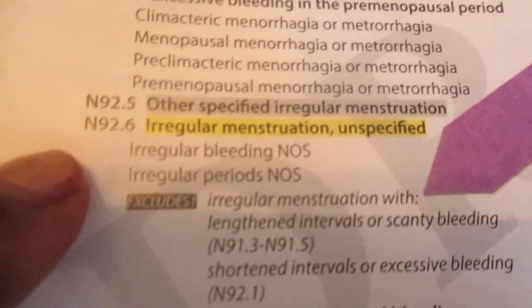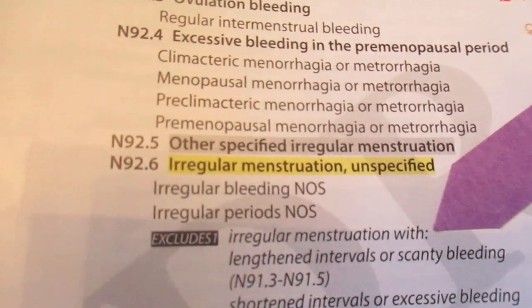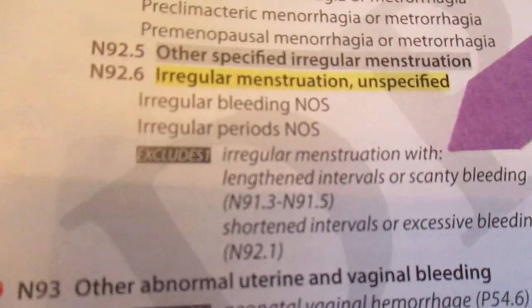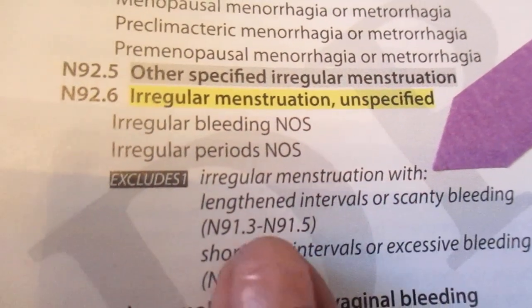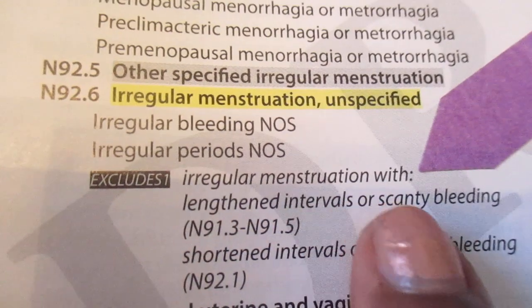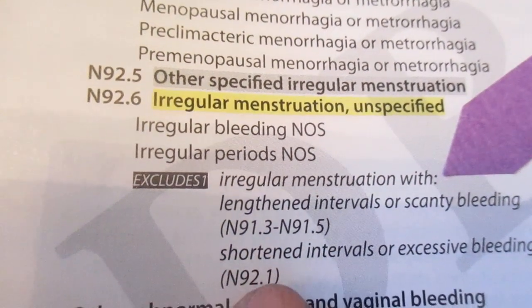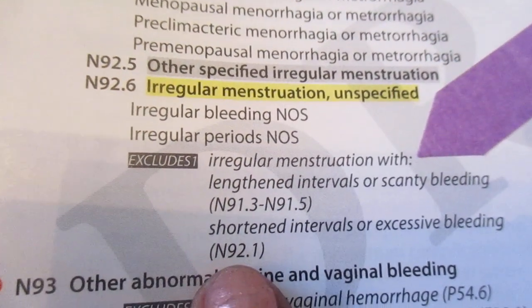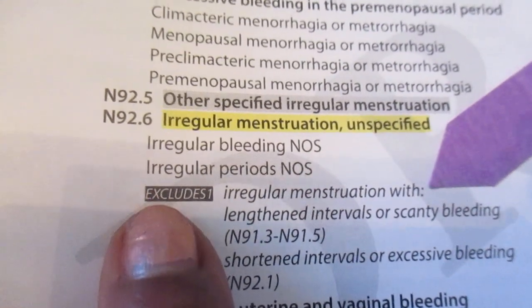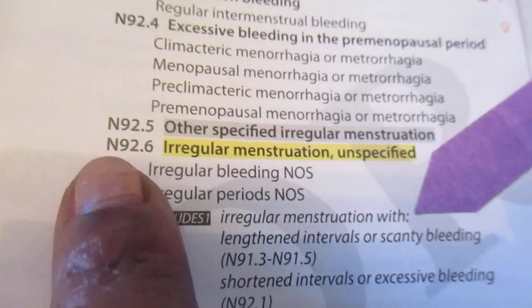Right here, N92.6, irregular menstruation, unspecified. Okay? But notice with this excludes, it's saying irregular menstruation with, if you have lengthened intervals of scanty bleeding, you need to be in the N91 instead. Or shortened intervals of excessive bleeding, you need to be at N92.1. So that's excluded from this irregular menstrual unspecified in 92.6.